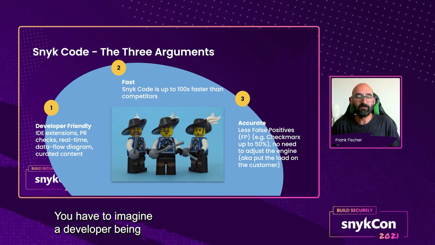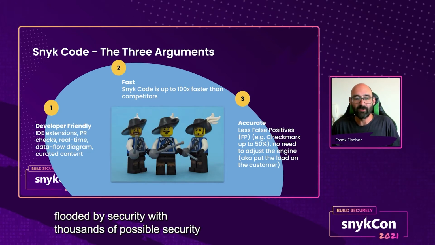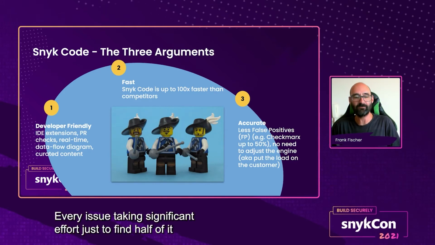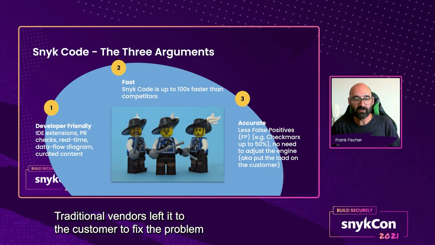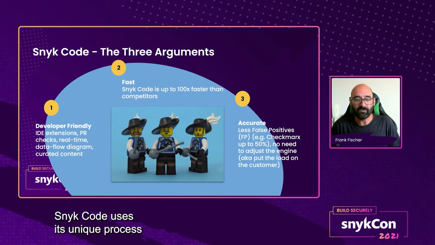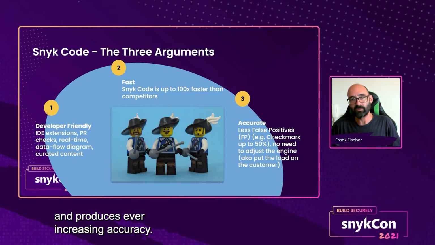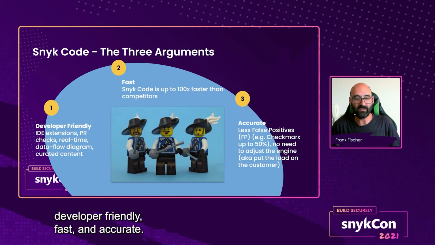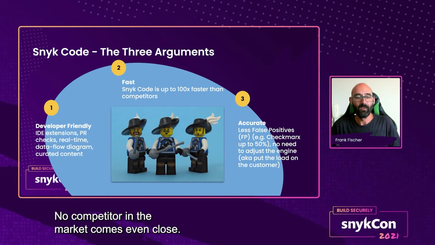You have to imagine a developer being flooded by security with thousands of possible security issues, every issue taking significant effort just to find half of it is actually a false alarm. Traditional vendors left it to the customer to fix the problem and called it a feature, custom rule sets. Snyk Code uses its unique process to take the load off the customer and produces ever-increasing accuracy. So there you have it, the 3 winning arguments. Developer friendly, fast, and accurate. No competitor in the market comes even close.